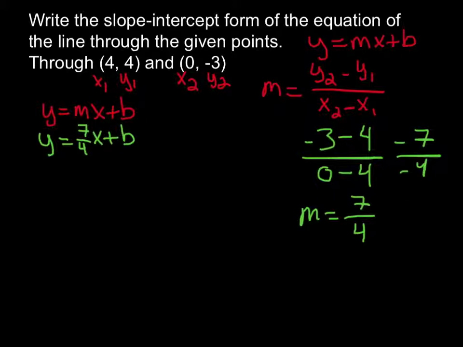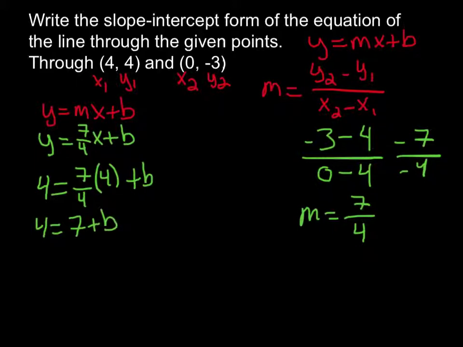I know what my y is. My y is going to be this 4. So instead of writing y, I'm just going to write 4 is equal to 7/4 times 4 plus b. Well, 7/4 times 4, these 4's will actually cancel. Or you can multiply it out. 7 times 4 is 28 divided by 4, which gives you 7. Either way is okay. So I've got 4 is equal to 7 plus b. I subtract 7 from both sides, because again I'm trying to find out what b is. This is going to give me a negative 3.